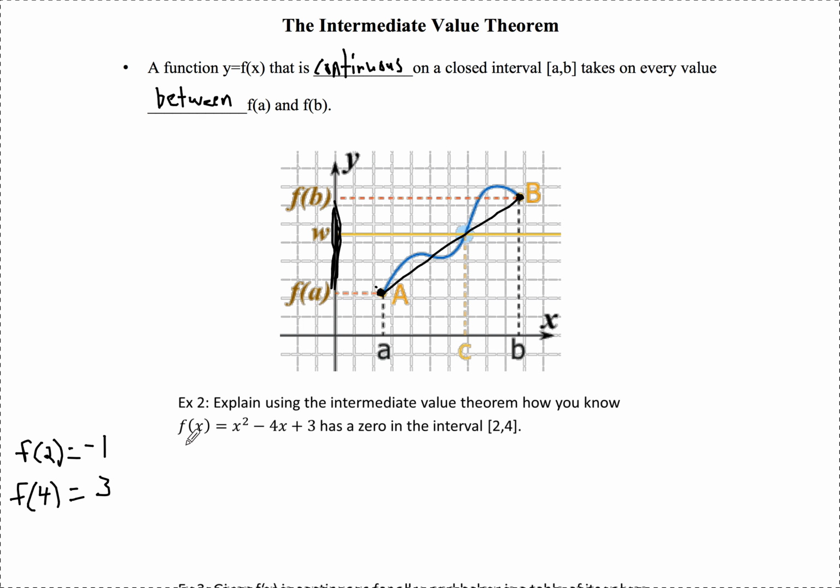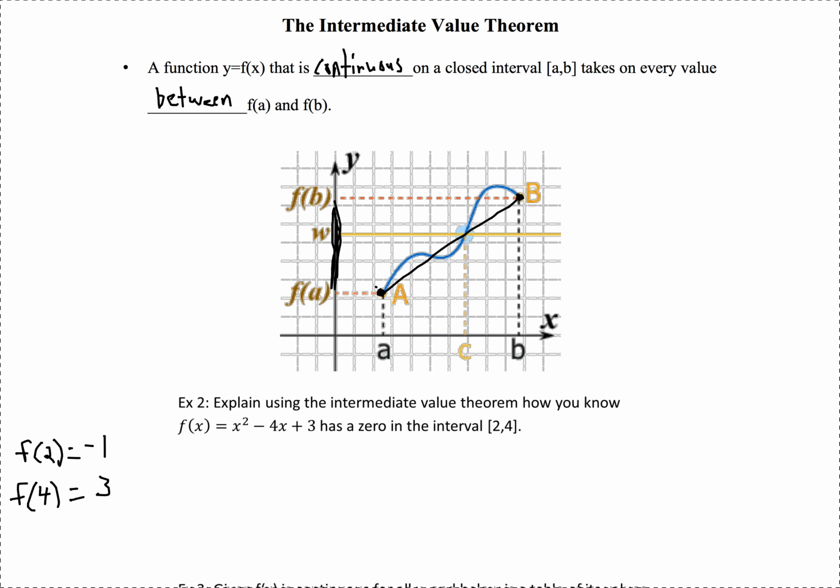So let's look at the function. Oh, it's a polynomial. That means it's continuous. So yes, this is a continuous function. f of 2 is negative 1. f of 4 is 3. Therefore, there has to be a 0 between 2 and 4 because the y values need to change from negative to positive. Now, how do we write this out in a mathematically rigorous way?